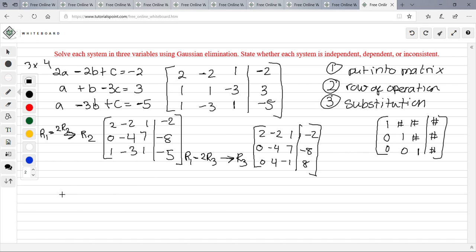I'm going to manipulate row 3 again, so I'm going to put it right here. I'm going to do row 2 plus row 3. That will give us our new row 3. So this will give us 0, 0, 6, 0. Row 2 and row 1 haven't been touched, so we're just going to leave them as they are. So this hasn't been touched. So 0, negative 4, 7.